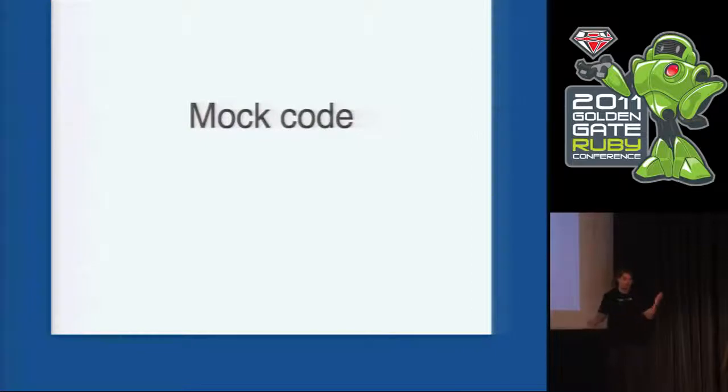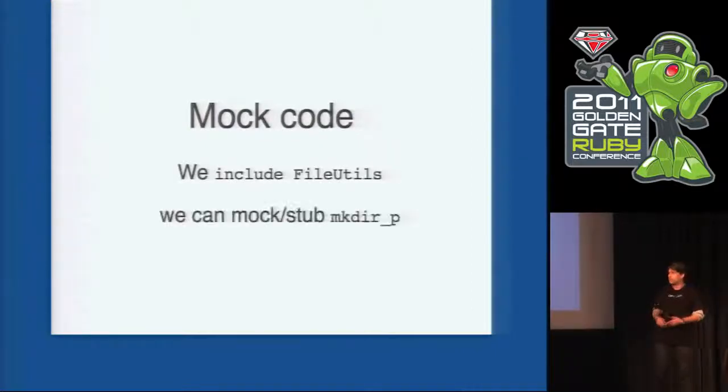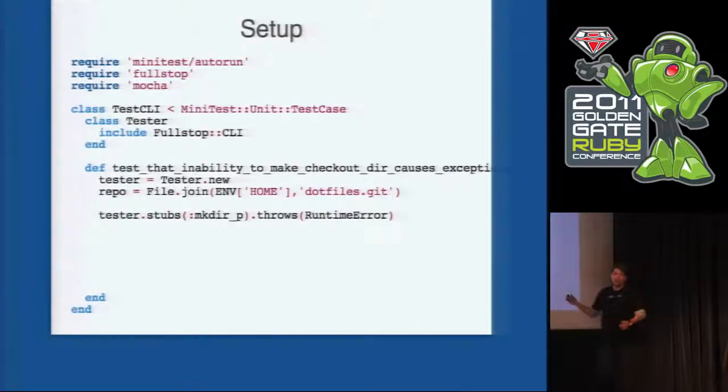So we'll mock out the code, right? We're including file utils, so we can mock those methods to do whatever we want them to do. So here's a test. We're going to use Mocha. There's 1,000 other mocking things if you don't like that.